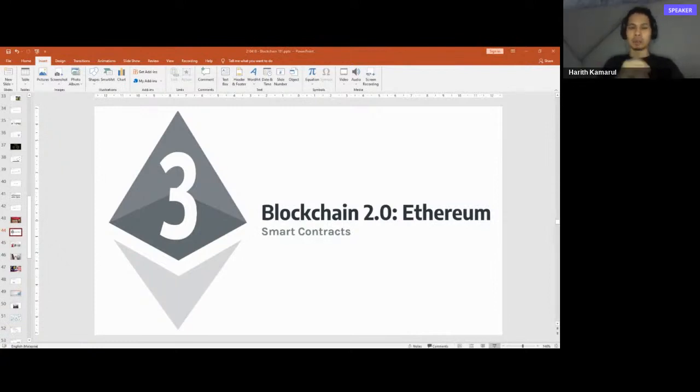So this is covering blockchain 2.0, specifically with the example of Ethereum, and looking at what smart contracts bring to the table on top of what blockchain 1.0 brought. So in simple terms, if blockchain 1 was about decentralized money, then blockchain 2 is about smart contracts. And smart contracts, again, sound like this jargony term that you don't really know what it means. But let's think about some real life examples first.